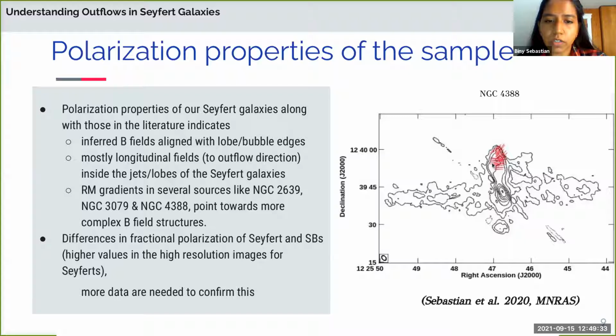Now, regarding the polarization structure itself of Seyferts, in NGC 4388, the inferred magnetic fields are parallel to the lobe edges. Here you can see the electric polarization vectors. They are perpendicular, implying that the magnetic field vectors are parallel. On the other hand, the inner lobe region shows polarization vectors perpendicular to the lobe axis, which implies poloidal or longitudinal magnetic fields are dominant. So we compiled our results along with what was present in the literature. We looked at more individual source studies, and we found that the most common feature was the parallel magnetic fields along the lobe edges.